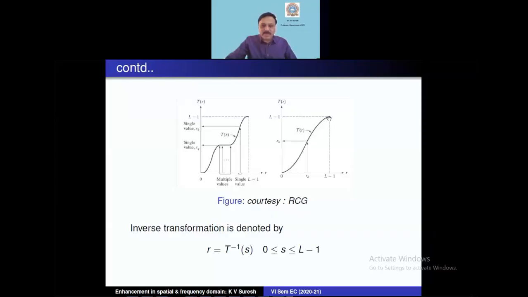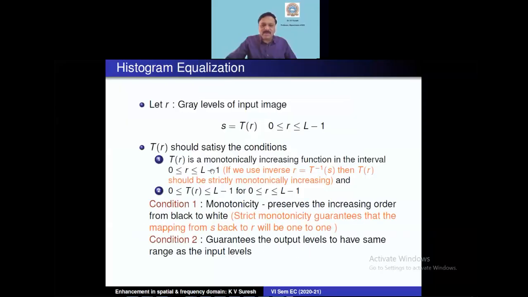So nowhere do you see the transformation function decreasing. That means as R increases, S is not decreasing. So this is what we meant by a monotonically increasing function. That means the slope can be constant, or it should increase, or it should be positive. You should not have negative slope anywhere. So that is the meaning of a monotonically increasing function.